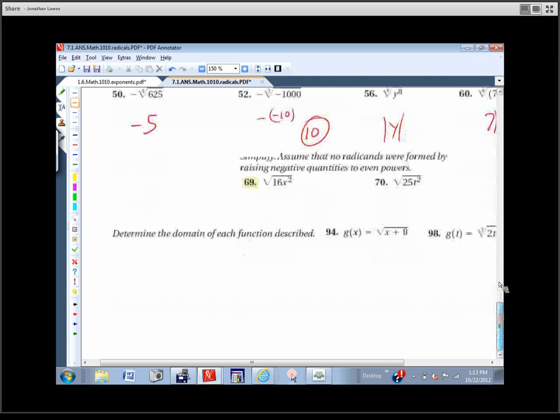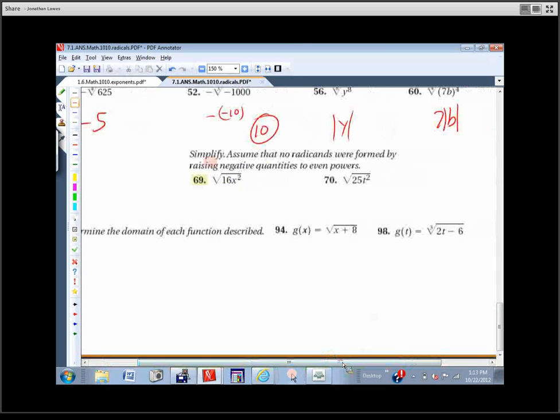And then it says on this example right here, assume no radicands were formed by raising negative quantities to even powers. That's just a fancy way of saying everything underneath there was positive to begin with. So this would be 4x. Do I need absolute value? No, because they told us everything was positive to begin with. And on this problem right here, this would be 5t. Again, you wouldn't need that. Now, I'm not quite sure why they have you practice that, because most of the time we don't know whether the variables were positive or negative to begin with. Maybe they're just trying to make life easy. Set your mind at ease for a second.